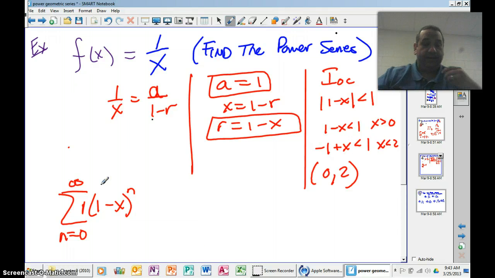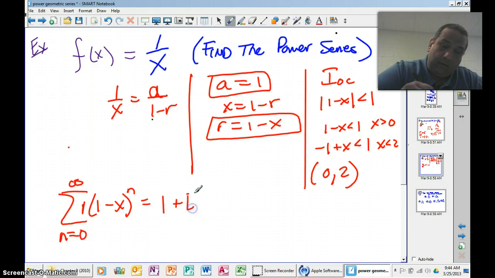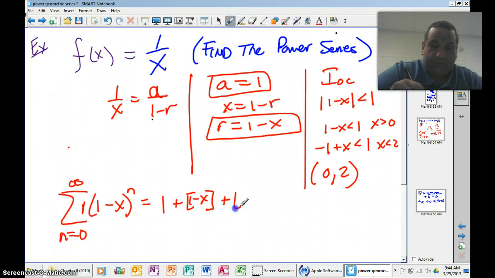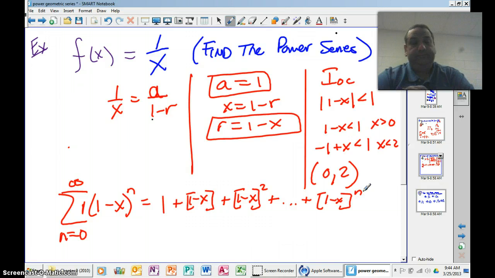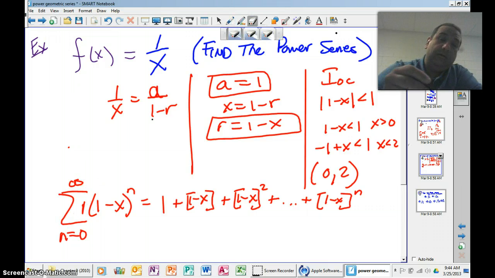1 there. Okay? So let's set n equal to 0. When n is 0, I get 1. When n is 1, I get plus 1 minus x. Then I get plus 1 minus x quantity squared. Then plus dot dot dot plus 1 minus x to the n power, etc. That's it. So if they ask for terms, you got it. They ask for a general formula, you got it. You're all good here. So far, so good.